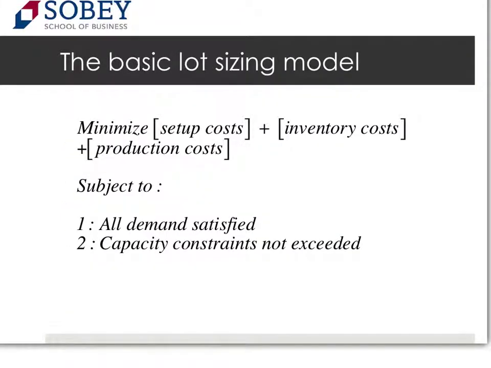The basic model, as we're aware in production planning and production lot sizing, is really just minimizing setup costs, inventory costs, and production costs. And we want to ensure that we satisfy the demand for the product, but at the same time, not to exceed the capacity constraints. All right? So we're certainly not considering at this point any outsourcing, any subcontracting. We just want to produce within the capacity constraints that we have.